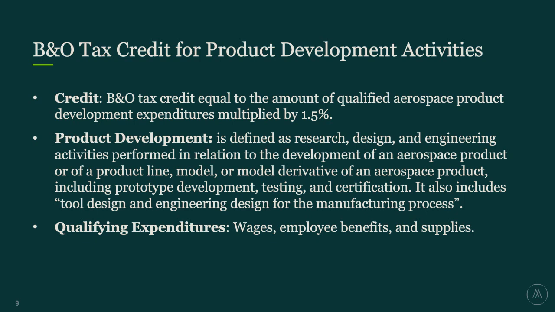And getting down to it, the qualifying expenditures are really three large buckets. You're looking at wages, so the wages of the individuals doing product development activities. You're looking at the employee benefits paid to those individuals or paid on behalf of those individuals performing product development activities. And then also the supplies that go into that product development activity.